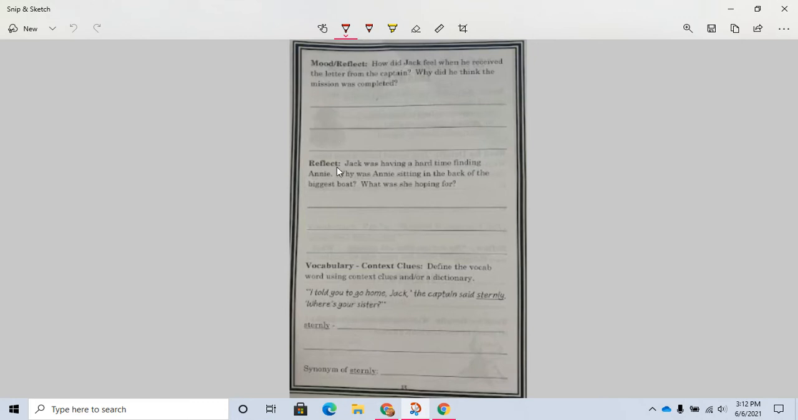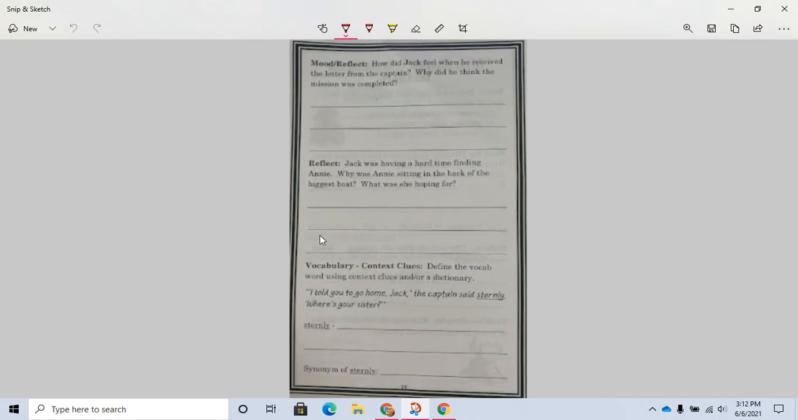Your next option would be to reflect. Jack was having a hard time finding Annie. Why was Annie sitting in the back of the biggest boat? What was she hoping for? Go back in your story and find this part in chapter 5. Then TTQA to answer, why was Annie sitting in the back of the biggest boat? And what was she hoping for?